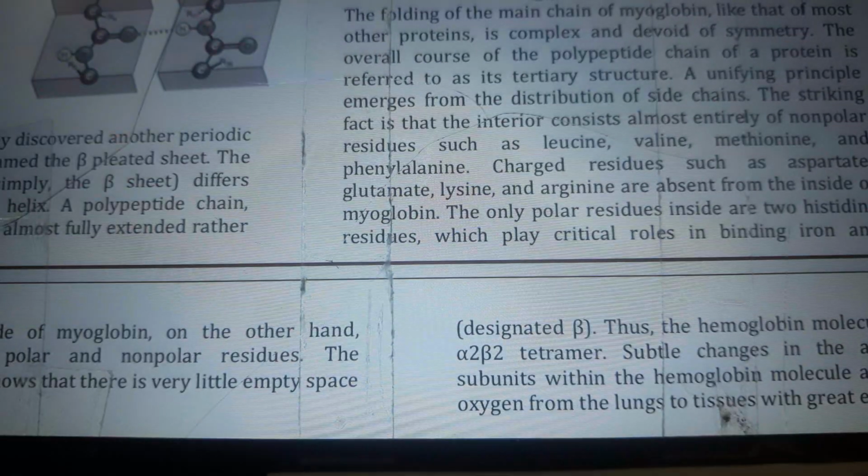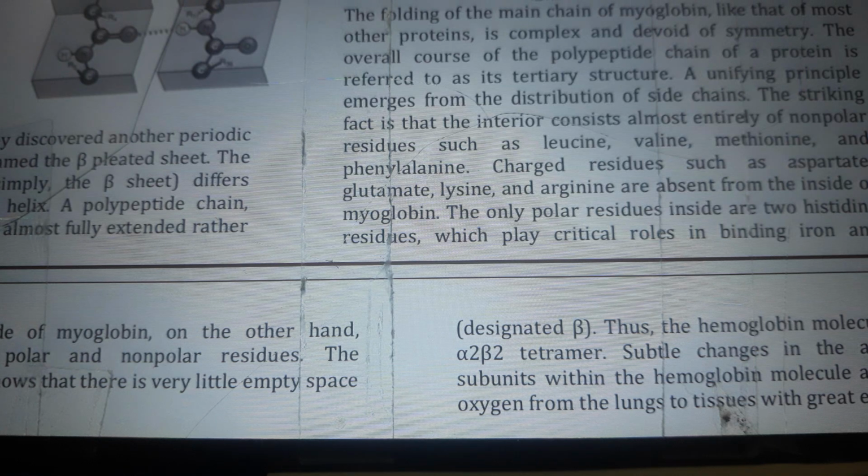The folding of the main chain of myoglobin, like that of most other proteins, is complex and devoid of symmetry. The overall folding of the polypeptide chain of a protein is referred to as its tertiary structure. A unifying principle emerges from the distribution of side chains.